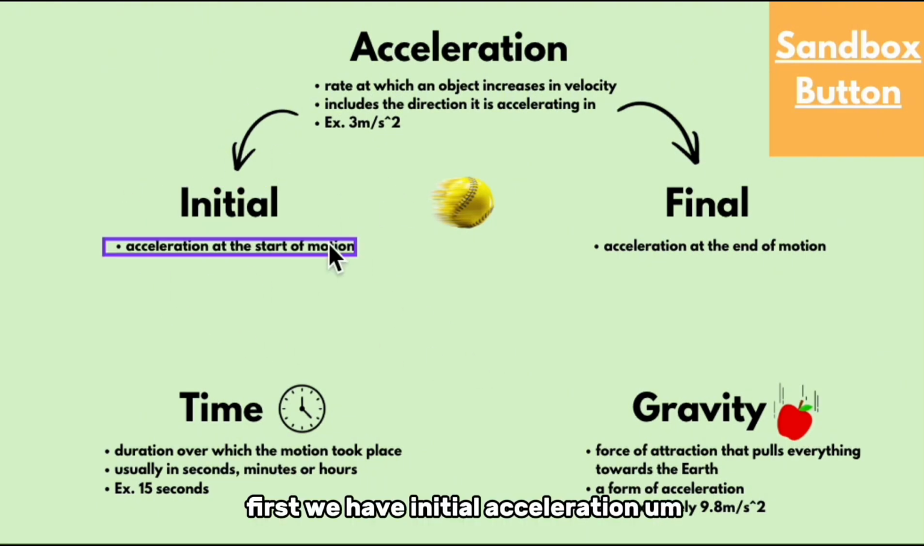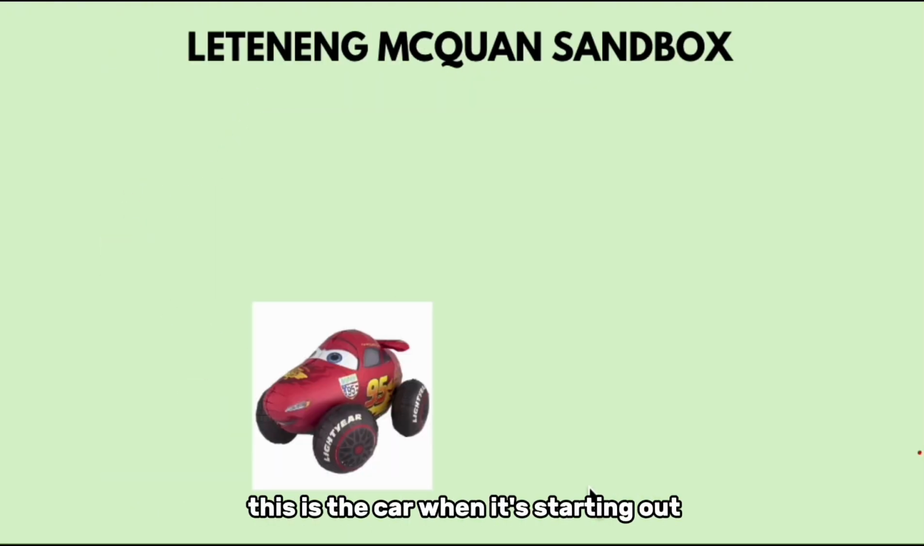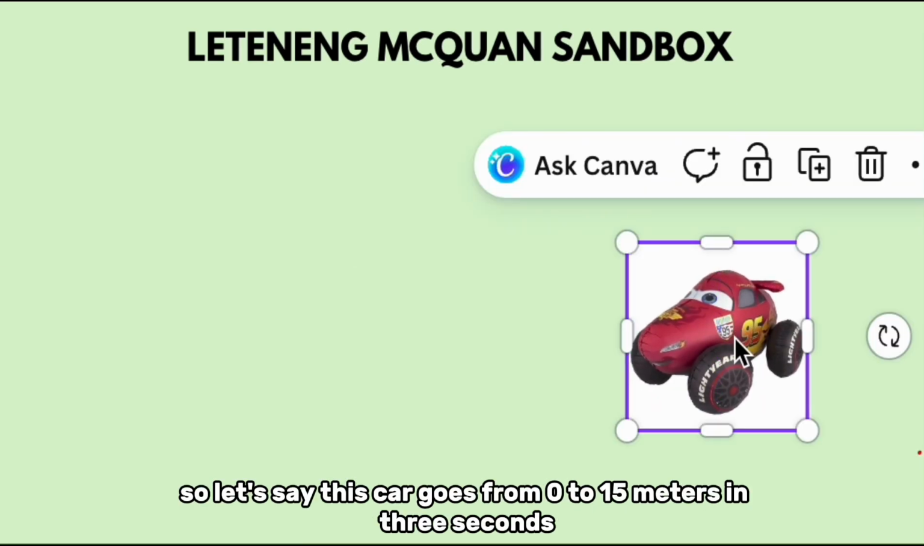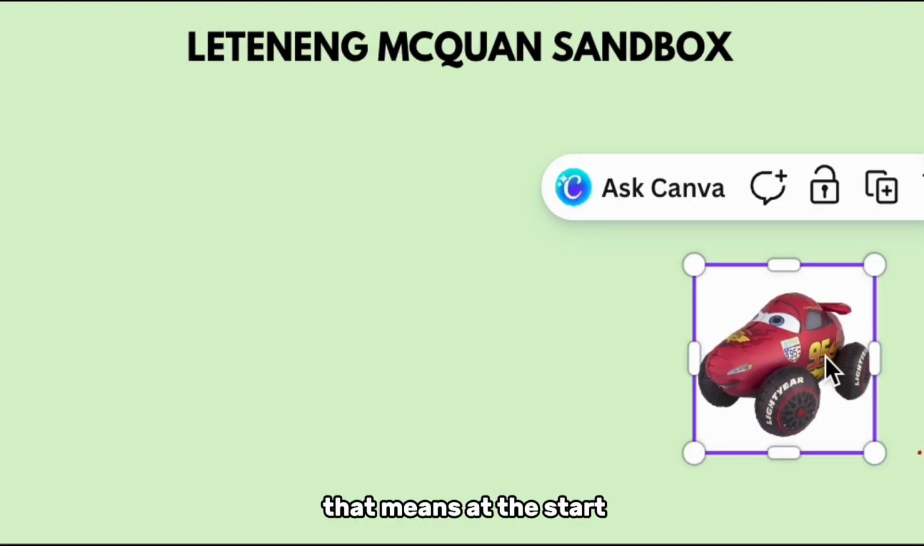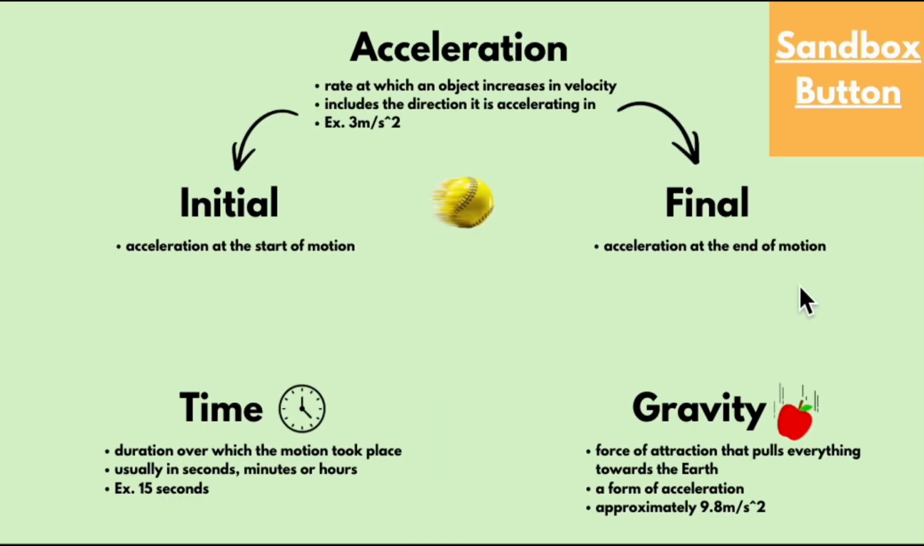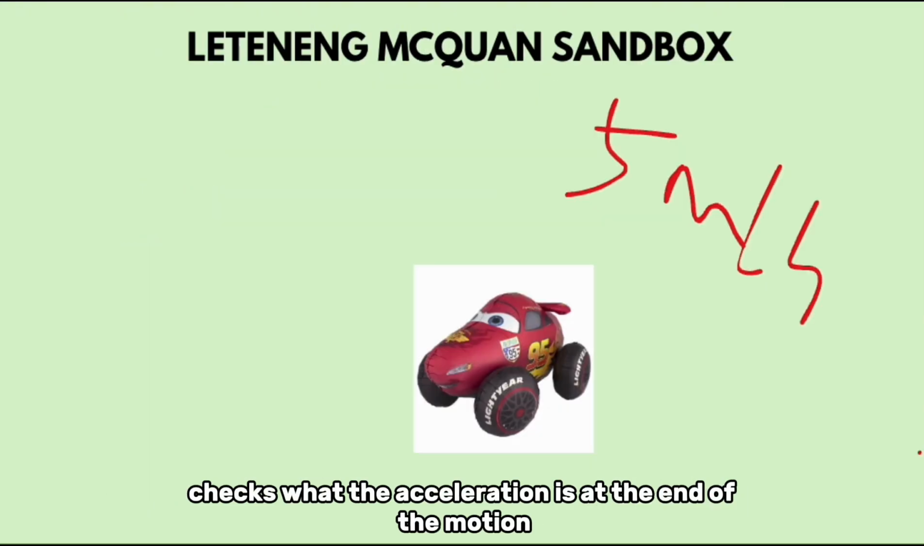First, we have initial acceleration. This is the car when it's starting out. So let's say this car goes from 0 to 15 meters in 3 seconds. That means at the start, it has an initial velocity of 5 meters per second. However, final velocity checks what the acceleration is at the end of the motion.